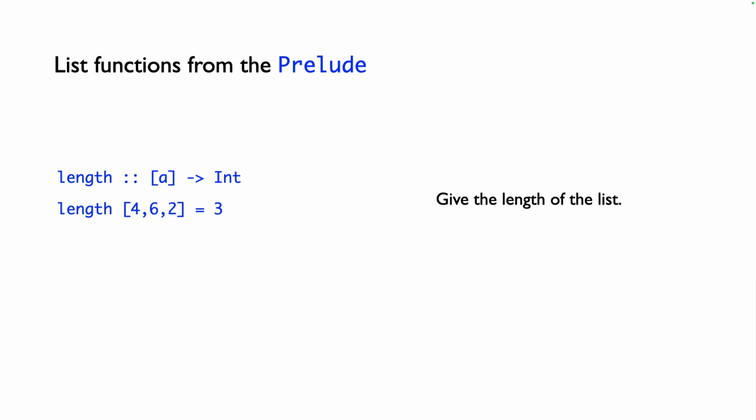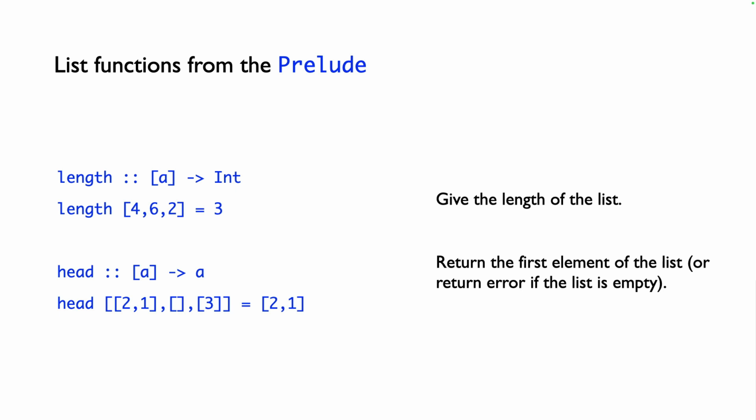We can take the length of a list. That takes a list of arbitrary type and returns an integer. And we can take what's called the head of a list. So there we go from a list to an element, and if the list has a first element, it will return that first element. Otherwise, it will raise an error.